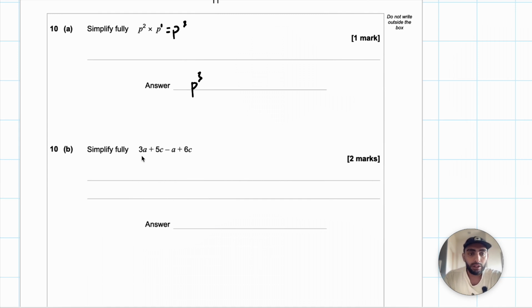Part B, simplify fully 3a plus 5c minus a plus 6c. We're collecting like terms. I can see I've got a's here. 3 lots of a, take away 1 lots of a, gives me 2 lots of a. And then I've got this 5c plus 6c.